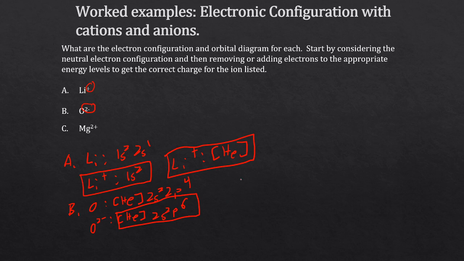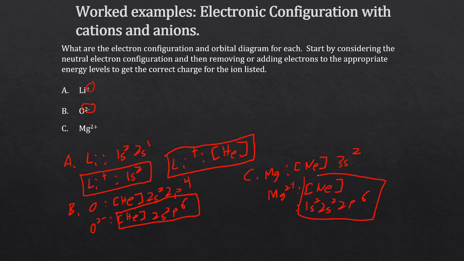Then we have magnesium, Mg. Before we go to Mg2+, magnesium was 12 electrons. So that was neon, and then 3s2. For Mg2+, since it lost 2 electrons, it would just be neon. You might also see it as 1s2, 2s2, 2p6. Both of these would be valid answers. You should recognize either of them for the configuration of magnesium 2+.